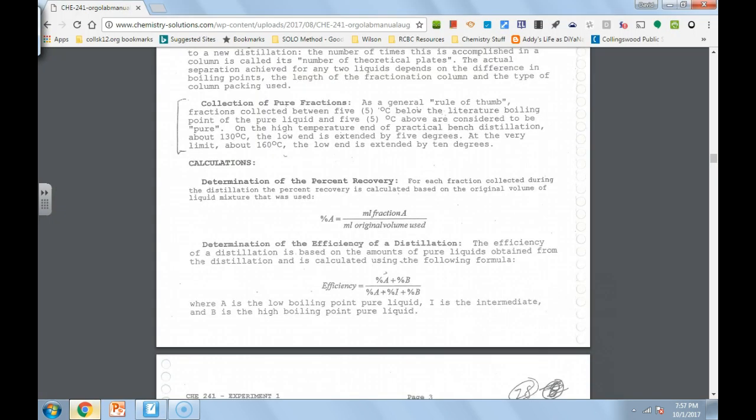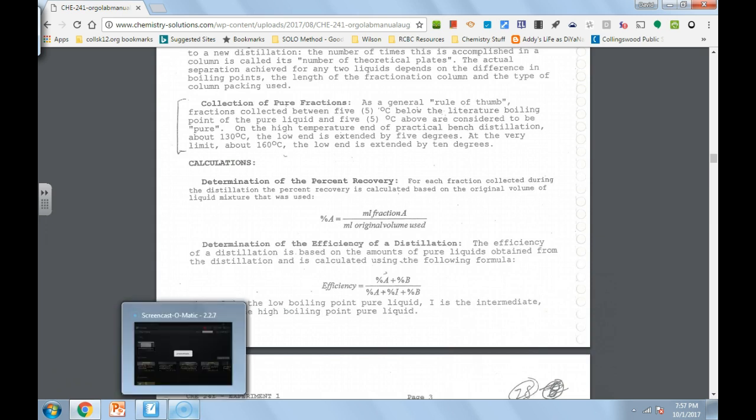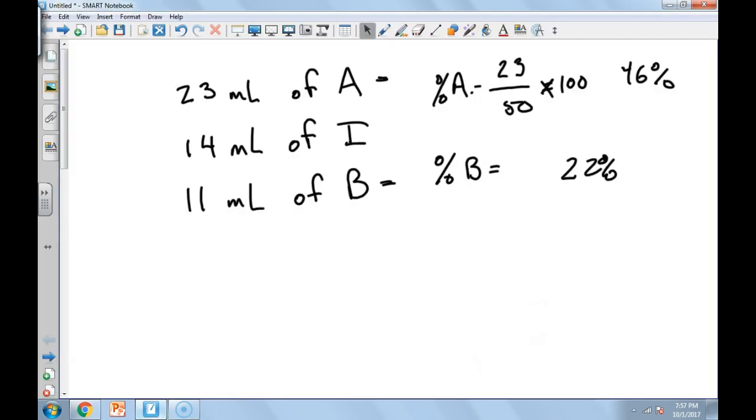And then we also have to do the efficiency. Okay, percent A plus percent B over percent A, I, and B. And so the percent of I, because we're going to need that just for this other calculation, is going to equal 28%.